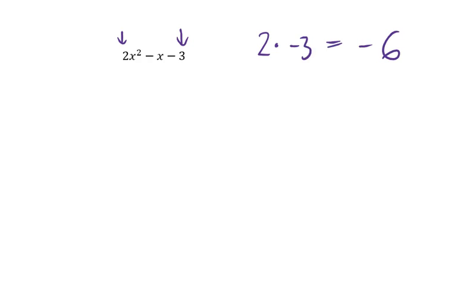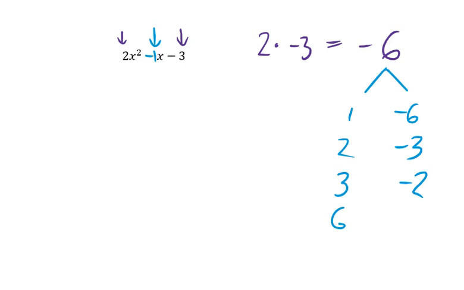And then I look for a pair of numbers that multiply to negative 6 and add up to negative 1. It said negative x, but that's the same as negative 1x. So I think about my numbers that multiply to negative 6, like 1 and negative 6, 2 and negative 3, 3 and negative 2, 6 and negative 1, and I look for the ones that add to negative 1.